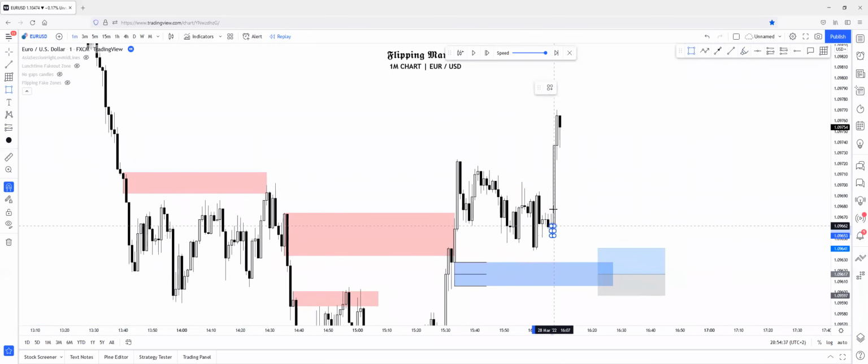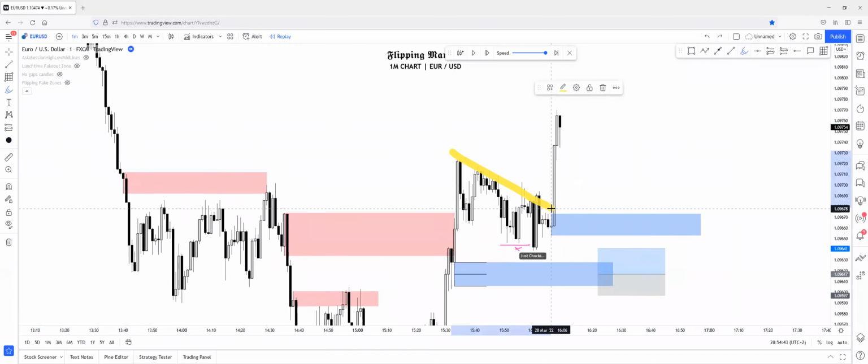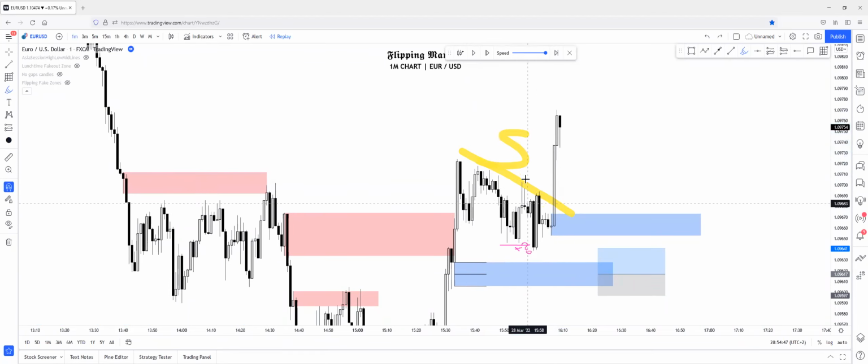And a new zone has been formed right here. As you can see, this demand zone has created a huge inefficient push to the upside. It swept liquidity to the upside. There was a trendline liquidity, and loads of stop losses were sitting just above this trendline liquidity.